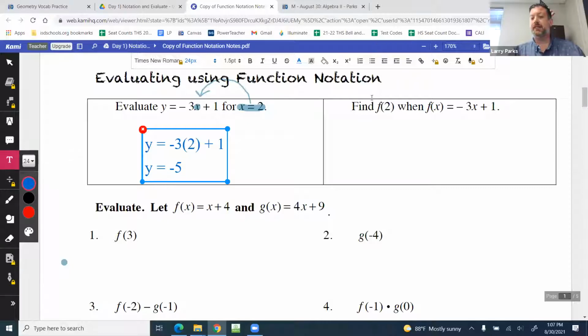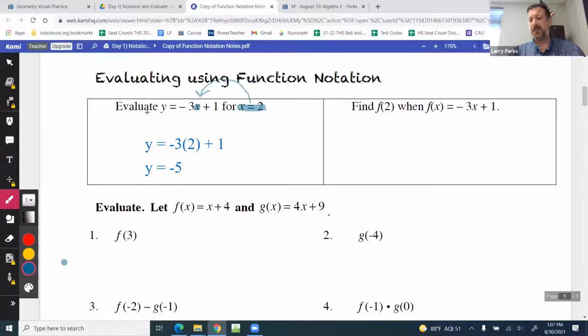Next, find f of 2 given this function. So it's the same exact question, just written in function notation form. So what does that mean? That means you're going to take this 2 and you're going to put it in for x. So this normally says f of x, and all f of 2 means is take the 2 and plug it in.